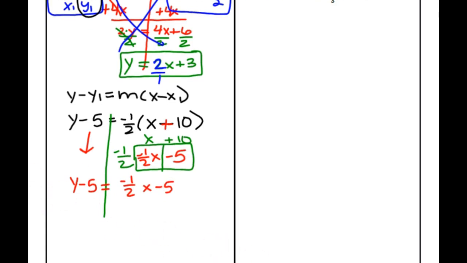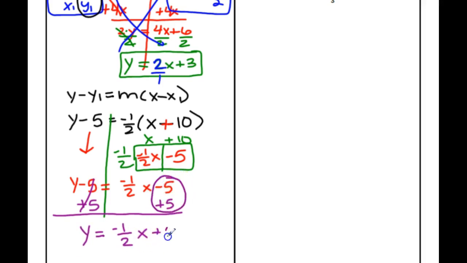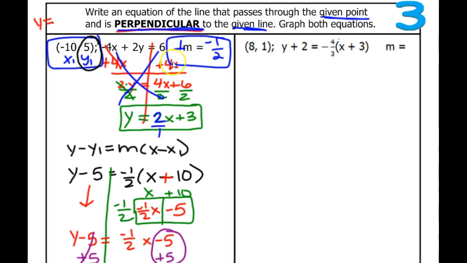And our goal is to write an equation and solve for y, so I'm just going to add 5. So we have y equals negative 1/2 x, and a negative 5 and a positive 5 make 0. So there is our solution. This line would be perpendicular to the line that they gave us, this line.